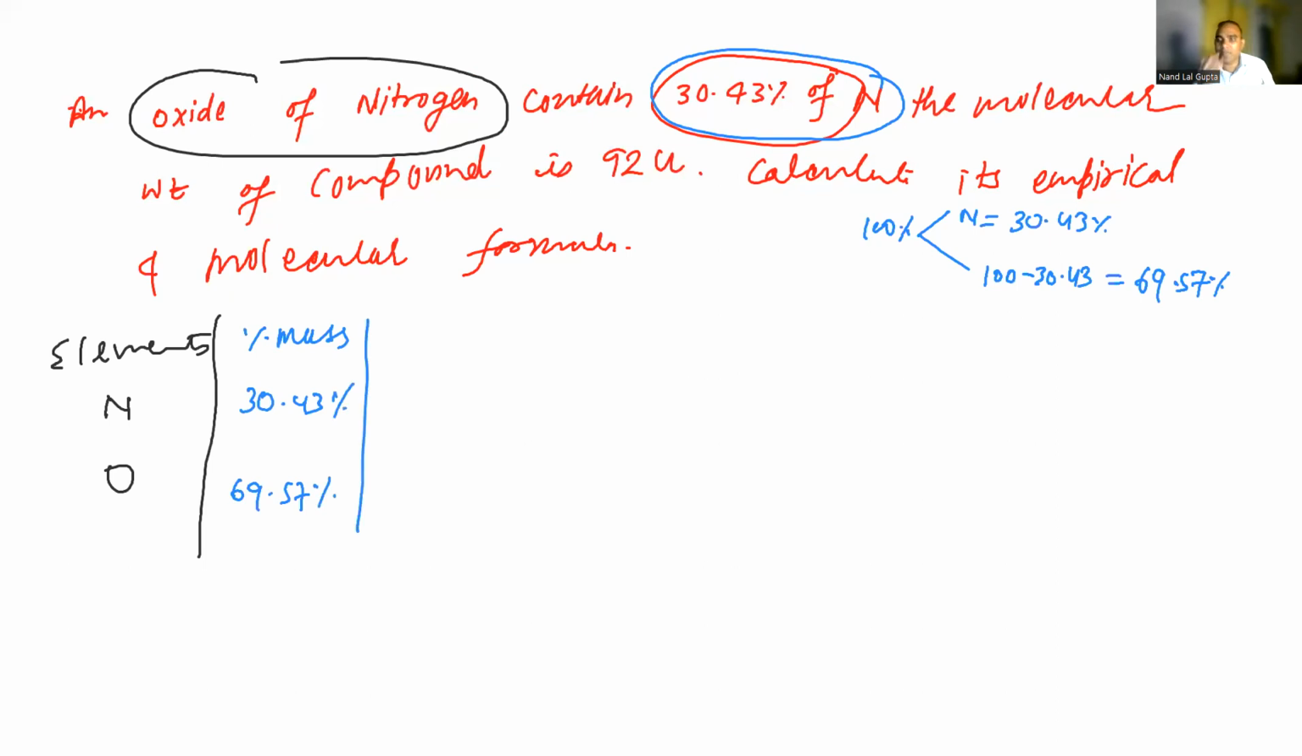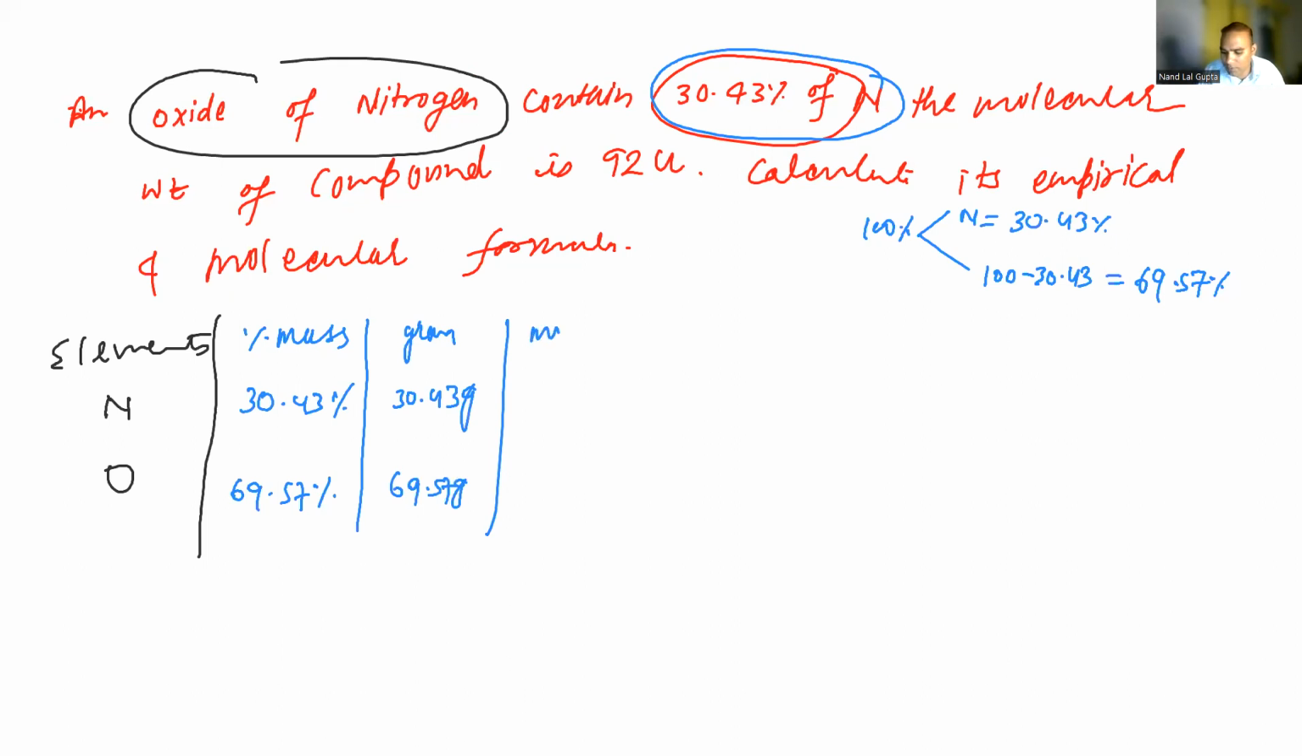Now I told you the percentage mass is always equal to gram mass. So if you are calculating in gram, it will be 30.43 gram and this will become 69.57 gram. Initially you will find a little difficulty, after that it will be very easy.